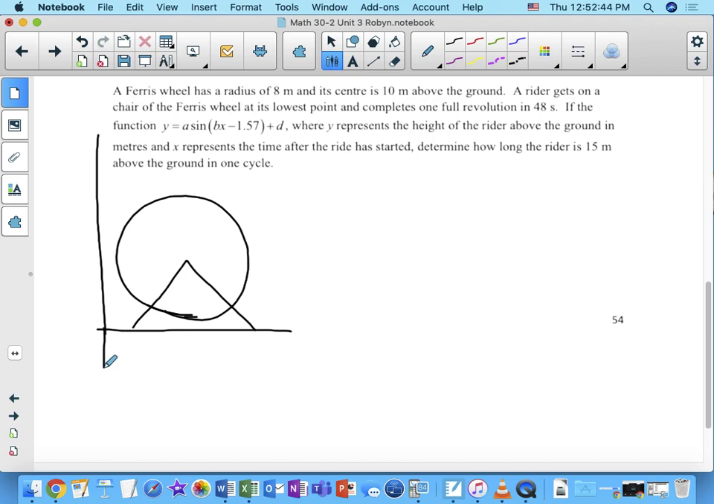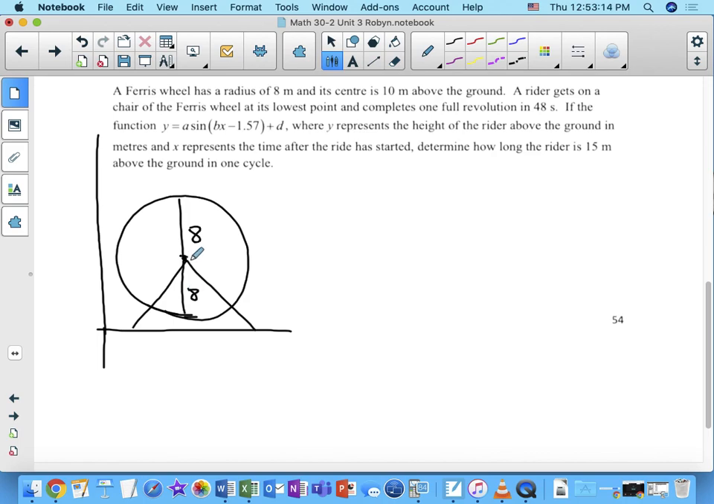Yep. Yeah, radius is 8. Okay, so that's 8. This is also 8, by the way. Okay, that's good. What else? 10 meters above the ground. So which point is at 10 meters? The center, yes. This over here is at 10.